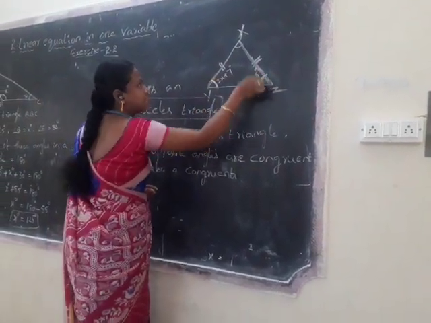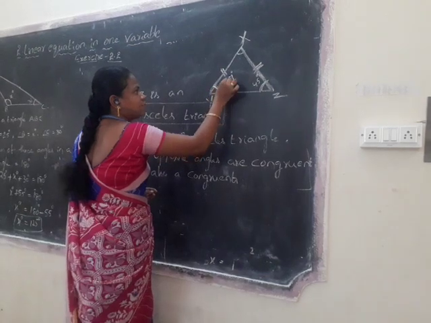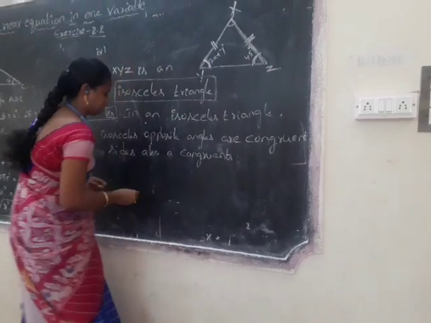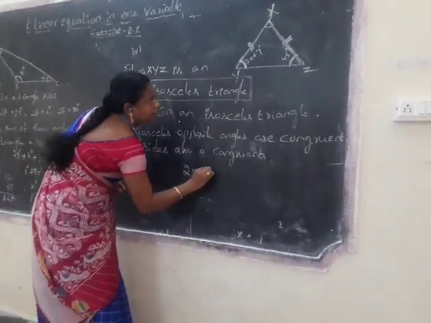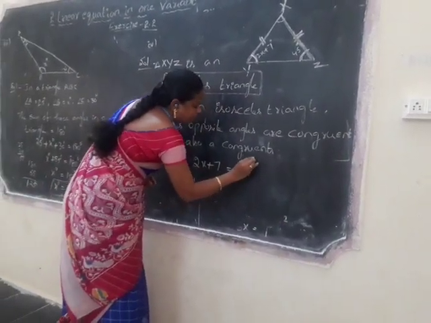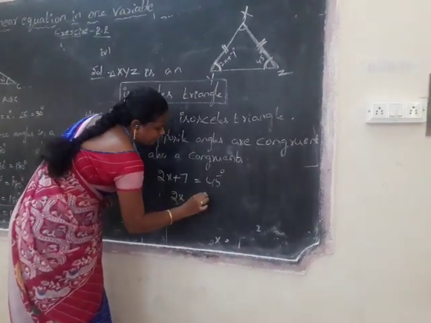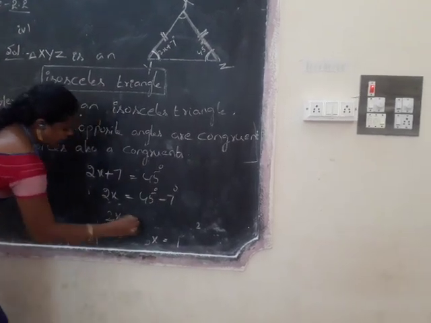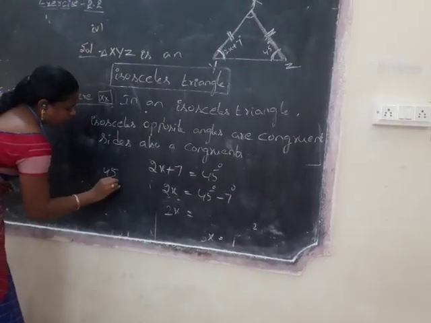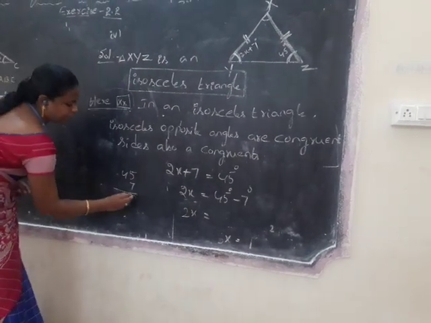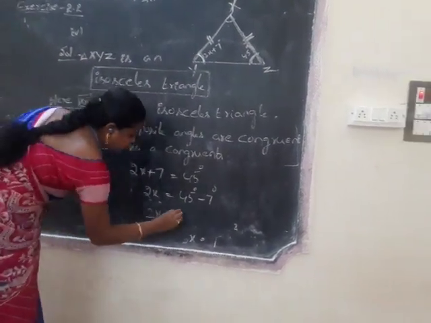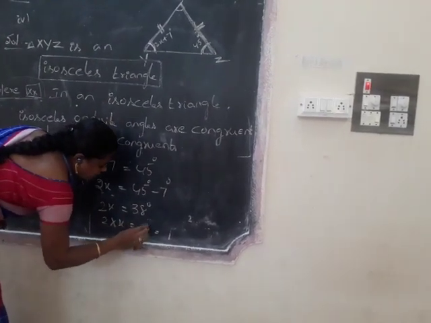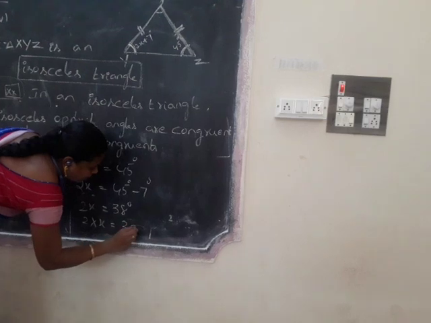Here, what are the opposite angles? 2x plus 7 degrees is one, another is 45 degrees. So 2x plus 7 equal to 45 degrees. Here plus 7 transposes to minus 7. Subtracting 7 from 45, we get 38 degrees. Here 2 into x equals 38 degrees.